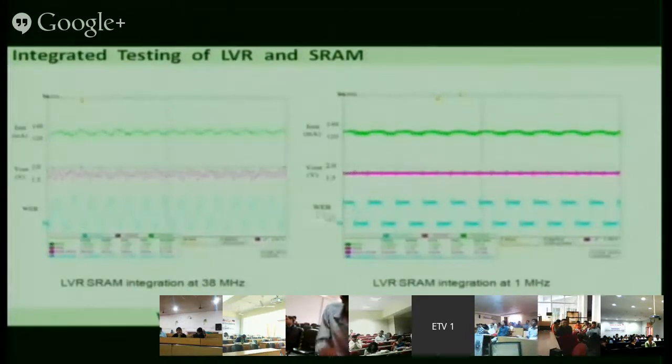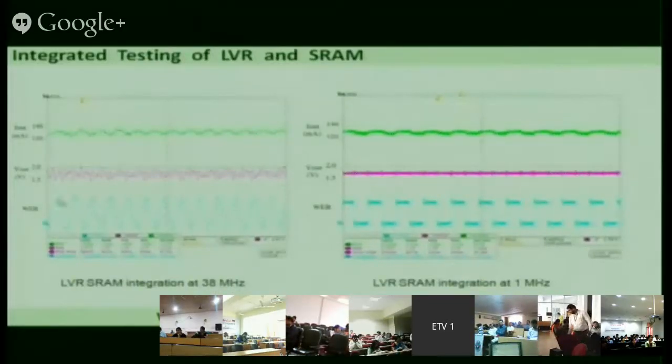This is the enable signal of the memory, and the frequency here is 1 megahertz. It's written 1 megahertz. So you can see the output, and this is the current. Here the frequency is 38 megahertz. So you can see this is this signal only.